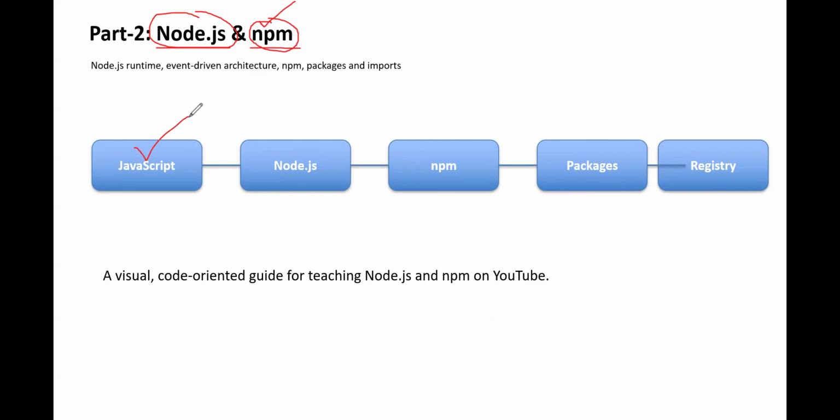First, JavaScript, you all know, is a scripting language, and NPM is Node Package Manager. We have packages like in Java and Python; in Node.js also we will have some packages. And I will tell what the registry is. Next we will go.